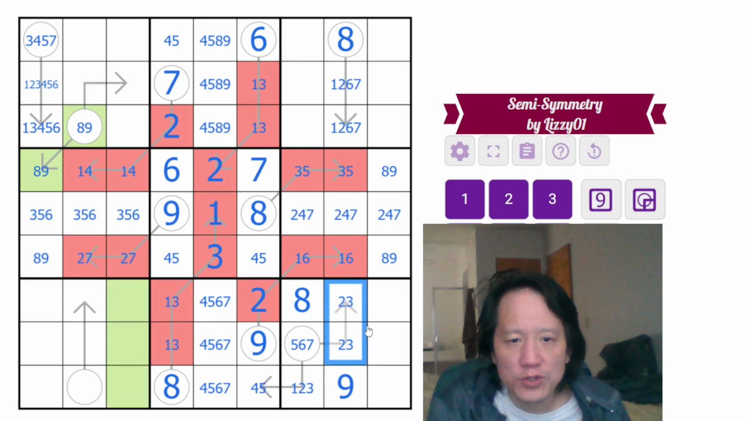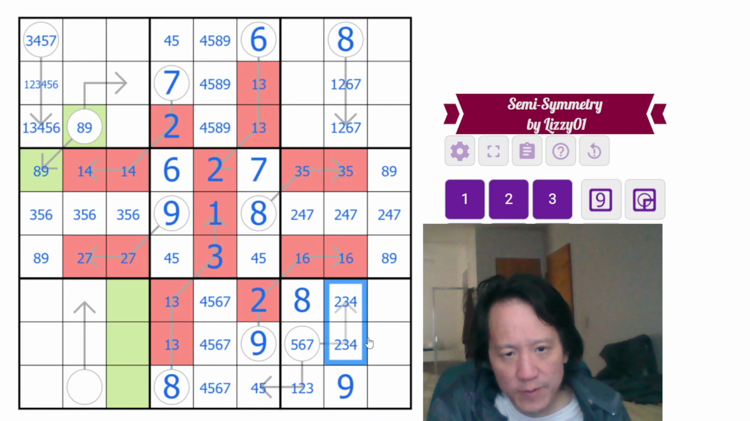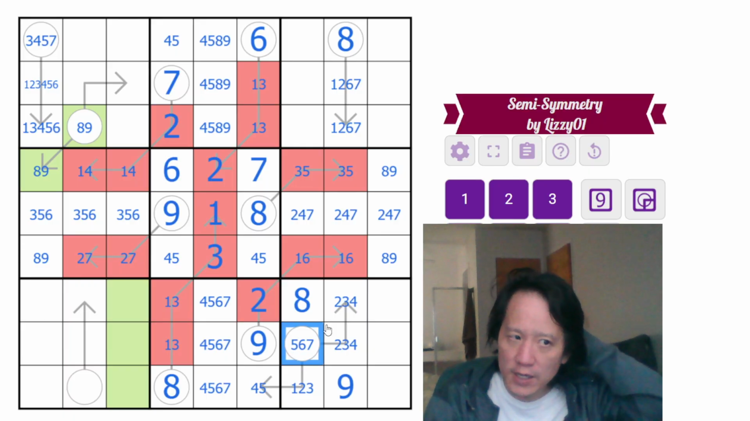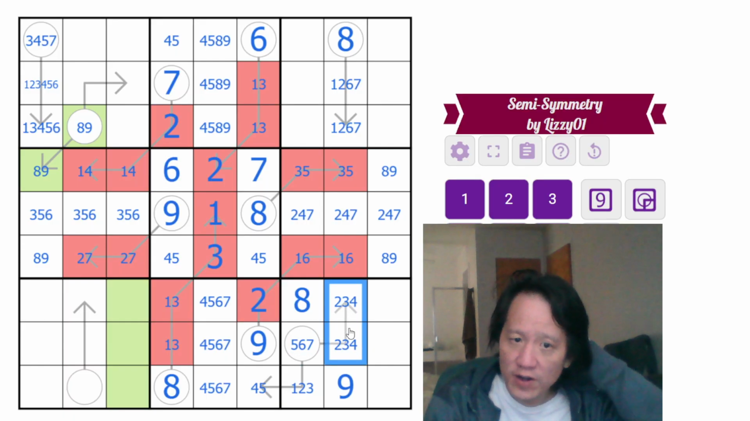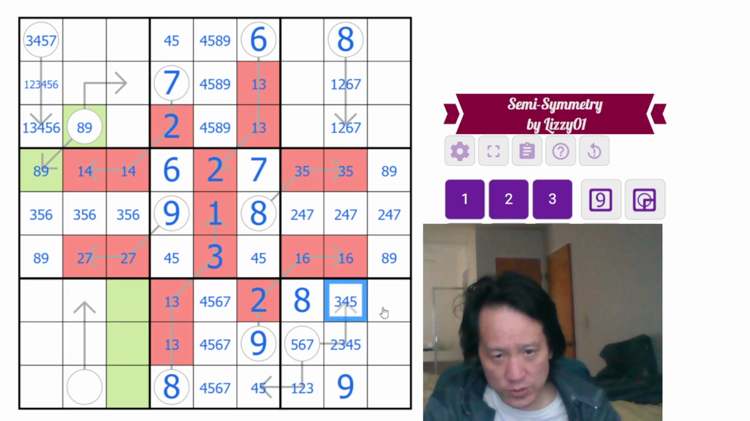This could be 2 and 3 if it's 5. In fact, it has to be 2 and 3 if it's 5. If it's 6, it cannot contain a 1, so it's 2 and 4. If it's 7, it cannot be 1, 6. It could be 2, 5, or 3, 4. So this would be 2, 5, or 3, 4. This can't be 2.